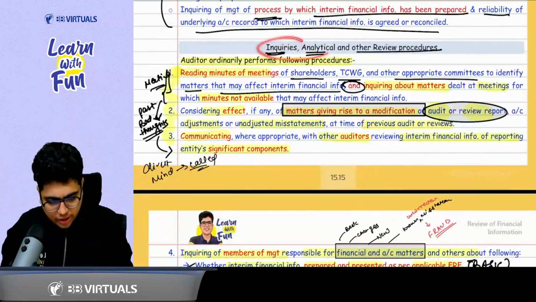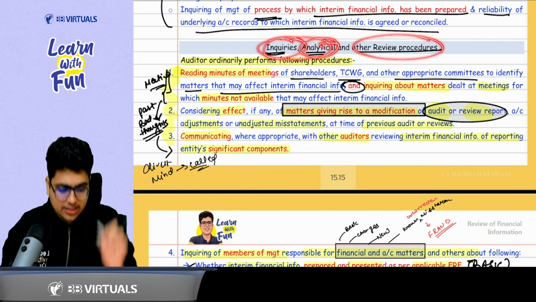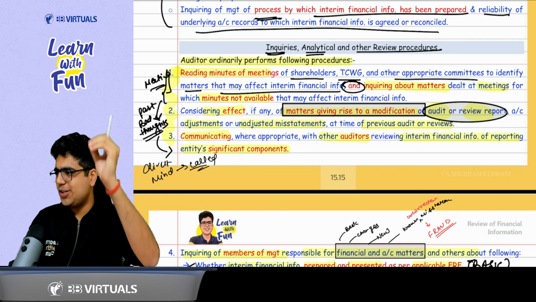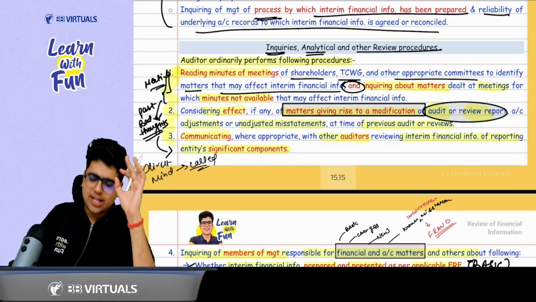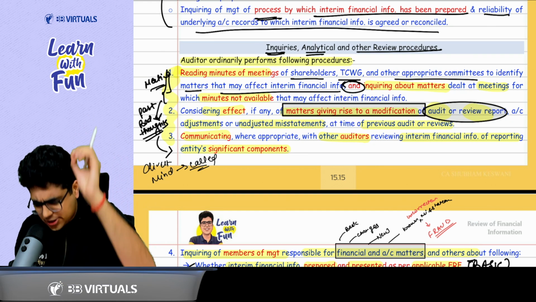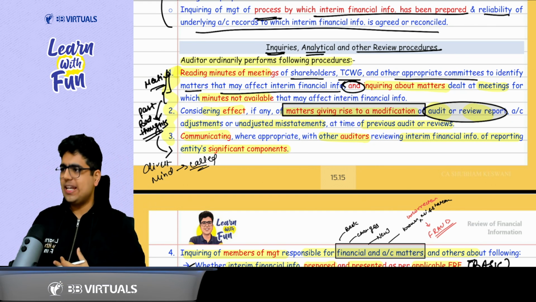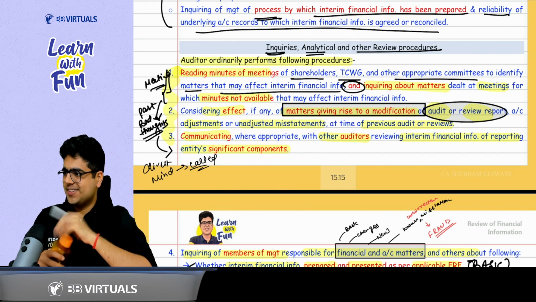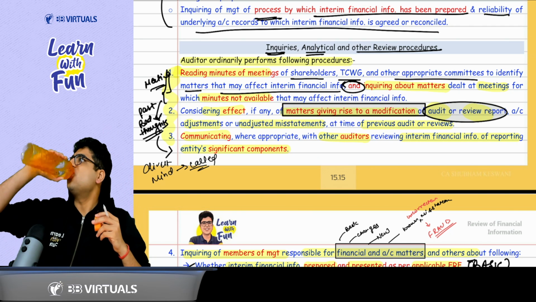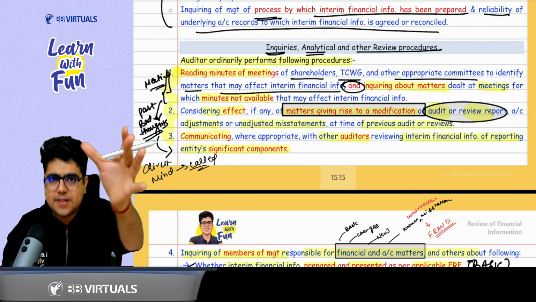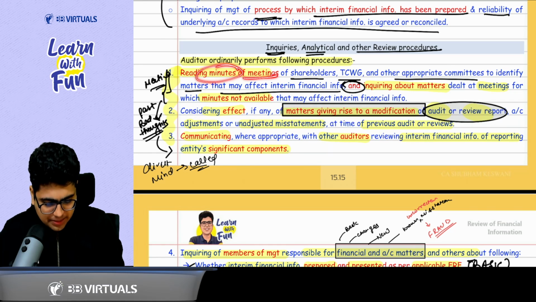Next point is about your audit procedures: inquiry, analytical, and other review procedures. In this, what do you start with? Please tell me in the chat box. Let's see who all are active. In my audit procedures, what is the first thing that I'm going to do? Here also I will start with reading, but what? Minutes. Very good. We will start with the reading of the minutes of the meeting.